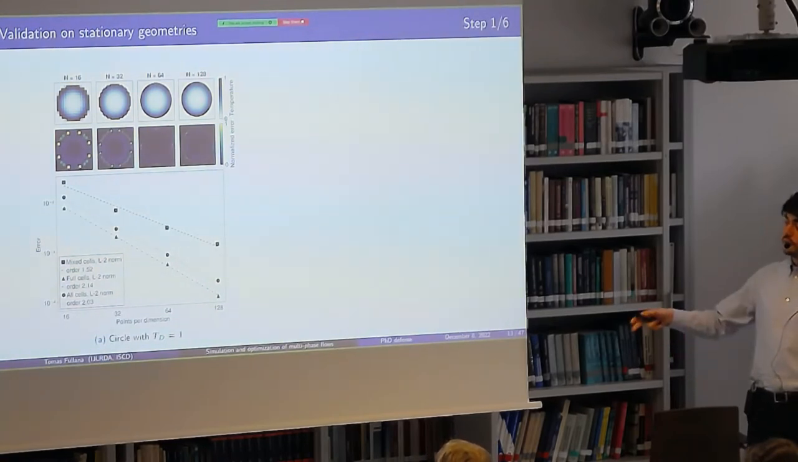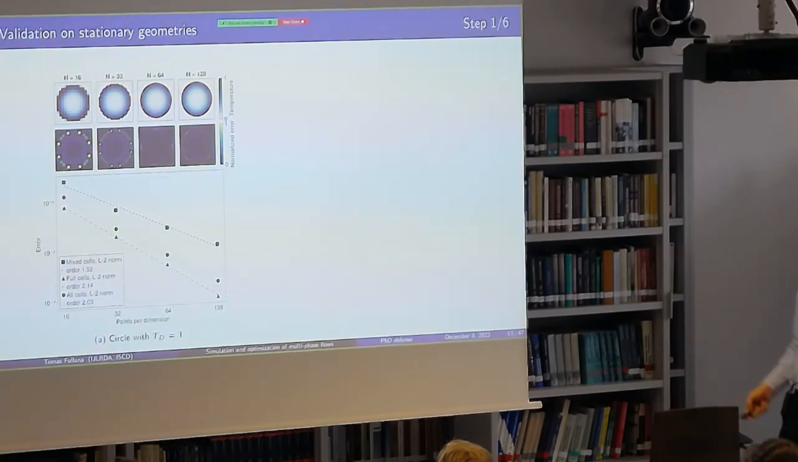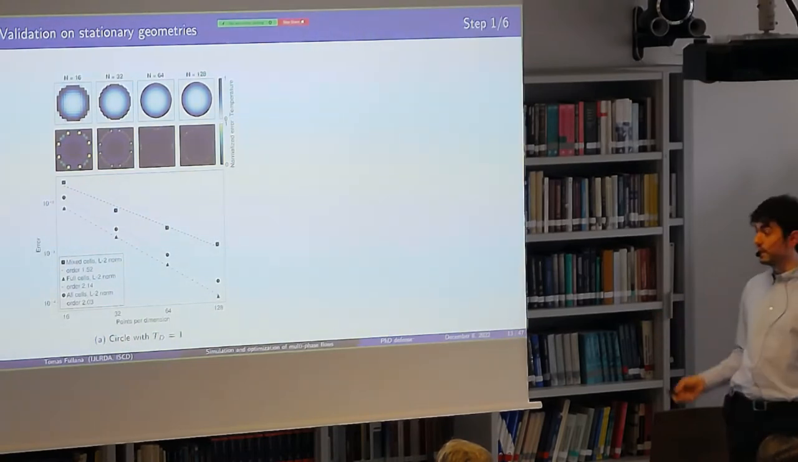We have first a circle embedded in a square domain where we solve the heat equation inside and we impose the Dirichlet boundary condition at the interface, Td equals 1. We see that as we increase the number of points per dimension, the error is reduced and we have an order of accuracy that is more than 2, 4 cells away from the interface, and it's close to 1.5 near the interface.